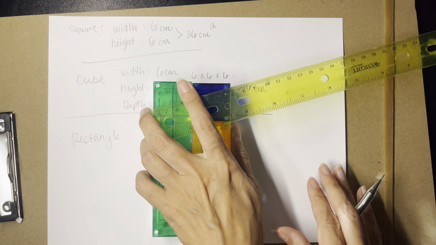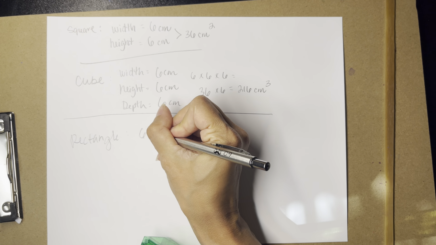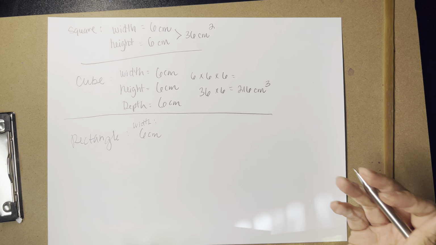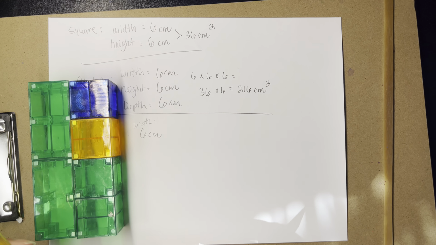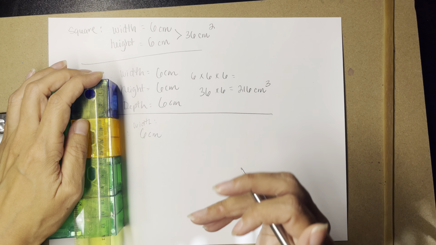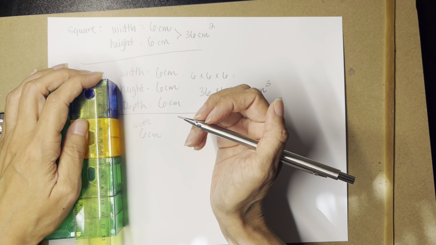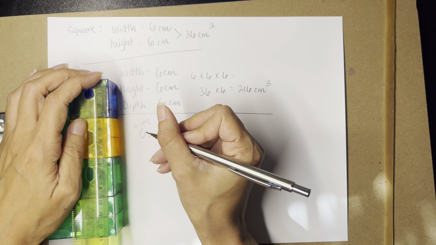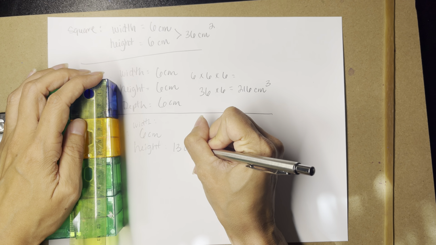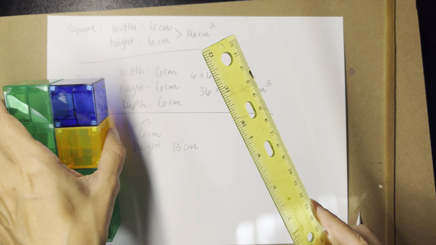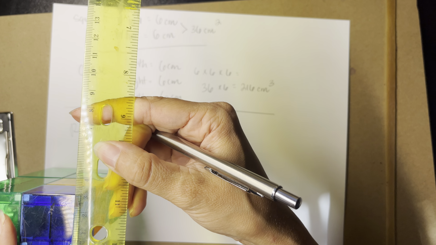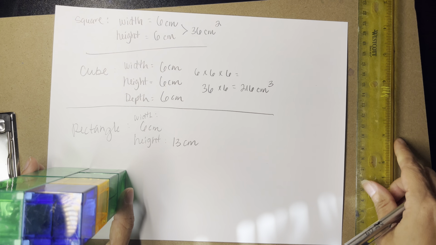6 centimeters is the width. Six centimeters. Let's see the height. The height there is 13 centimeters. Our depth should be right here. That's 3 centimeters.